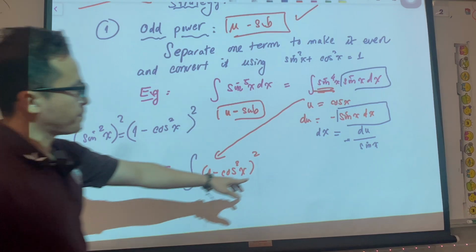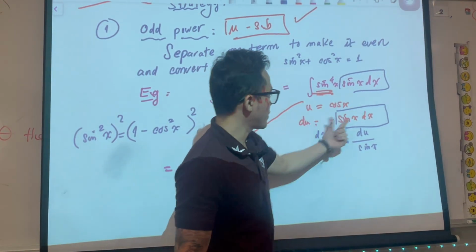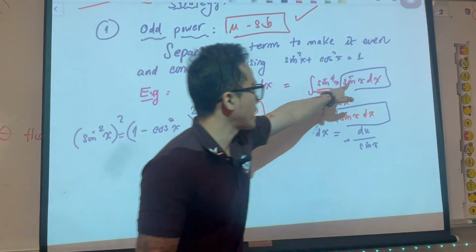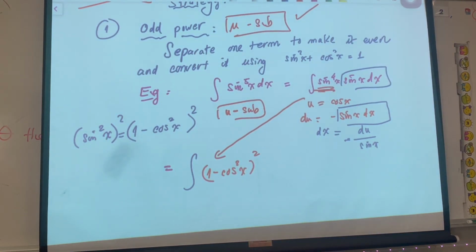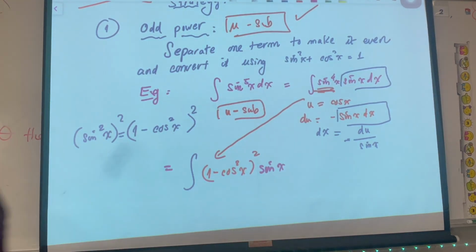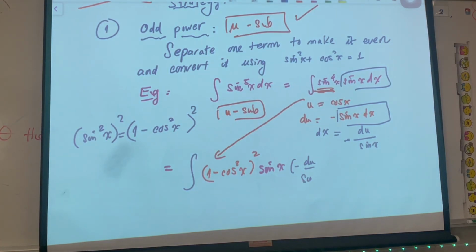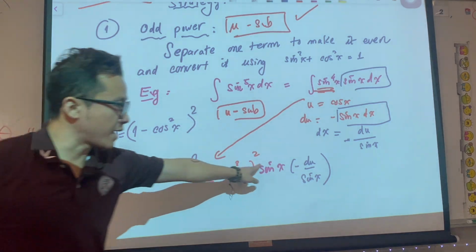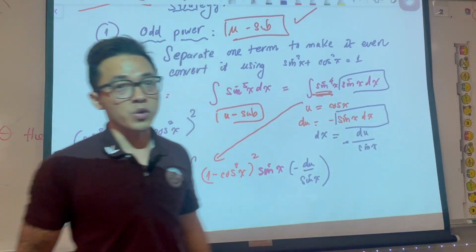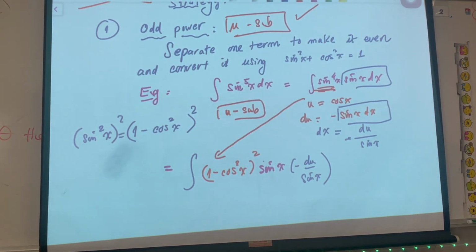And now sine x dx, you can write negative du, but if you want to be careful, you can just go one by one. Okay, I still have the sine x. And now the dx becomes negative du over sine x. So negative du over sine x. Do you see the sine cancel out? That's the reason why we put u equal to cosine. Okay? Sine gone.